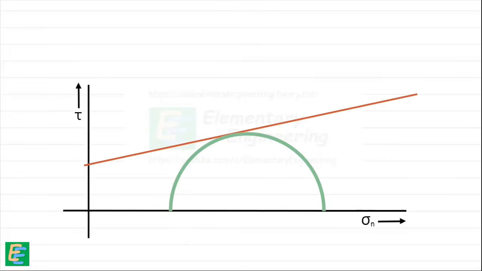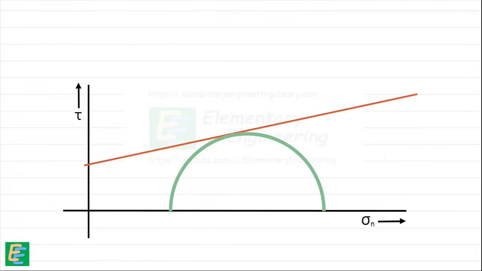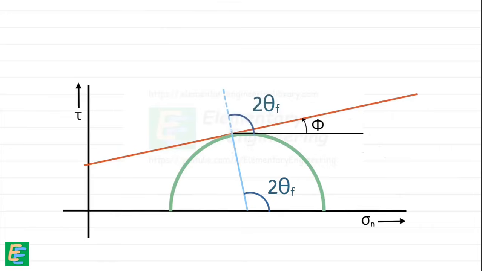Using the Mohr circle, we can also determine the angle of the plane on which soil fails by shear. The angle is denoted by theta f and is measured from the major principal plane. It forms twice the angle at the center of the Mohr circle. This angle can be expressed in terms of the angle of shearing resistance phi. From the diagram, we can certainly write this, and theta f can be written as this.